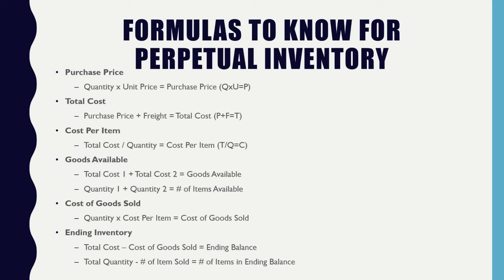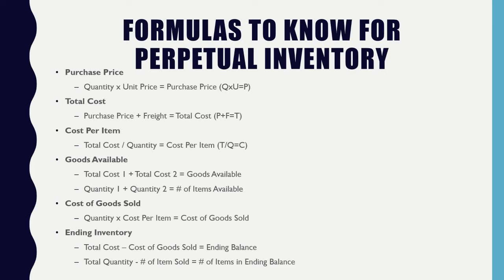And of course our cost of goods sold. We have a new section for our cost of goods sold. So when we have that, it's pretty straightforward, right? We just do a quantity times our cost per item to give us our total cost of goods sold. And of course, ending balance or ending inventory will always be given, right?